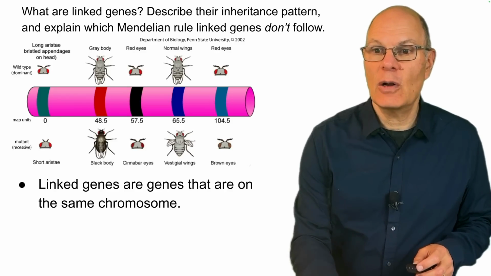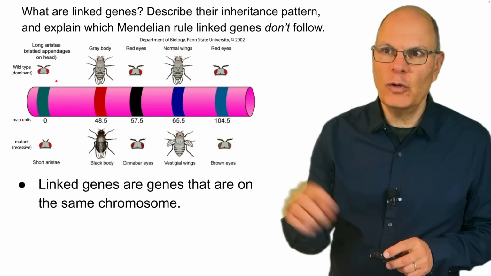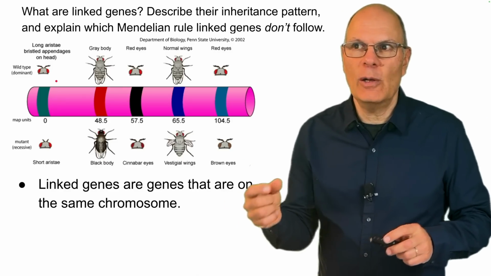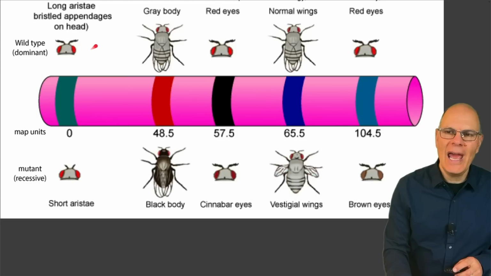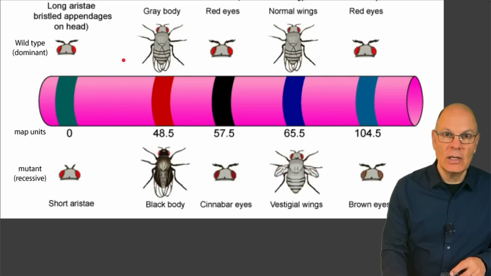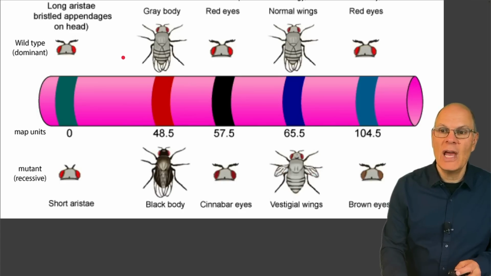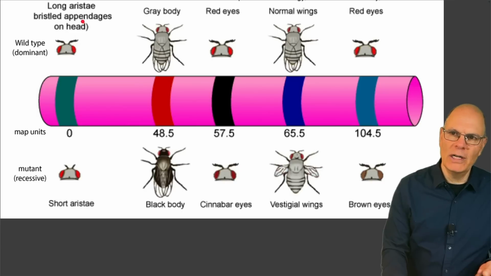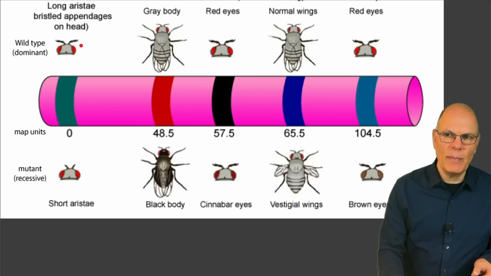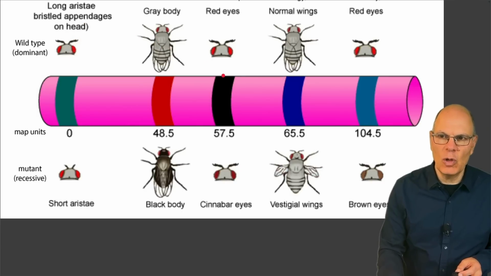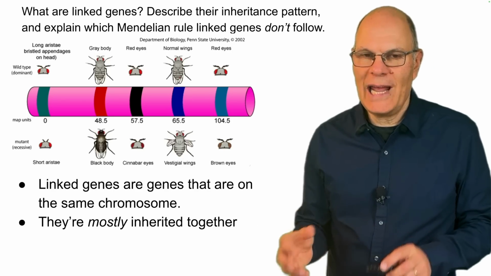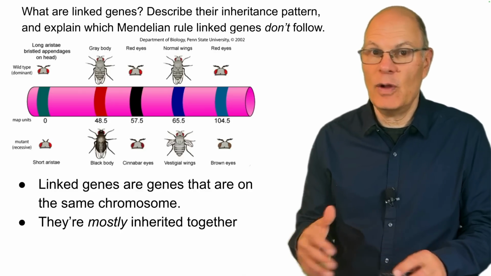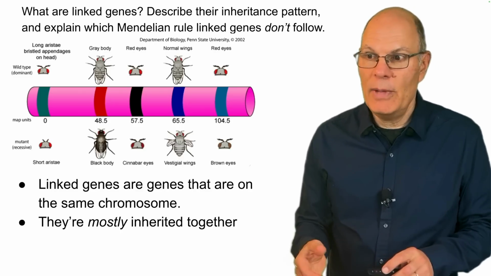Linked genes are genes that are on the same chromosome. So fruit flies, as opposed to peas, were the widely used experimental organism to discover the principles of non-Mendelian genetics. And here you can see one chromosome from a fruit fly, and there's a whole variety of genes, sequences of DNA that code for specific traits, that are located on the same chromosome. One has to do with bristled appendages on the head, one controls body color, one controls one type of eye color, one controls wing length. These genes are mostly inherited together, which is different from the independent assortment that we saw with Mendelian genetics.